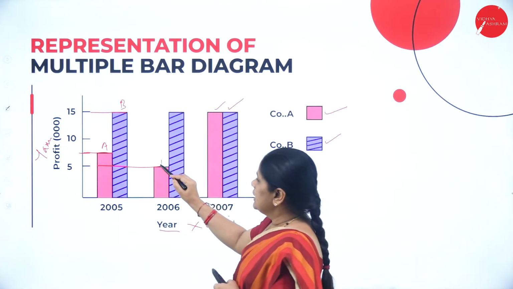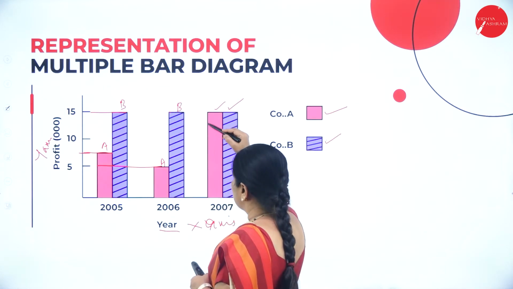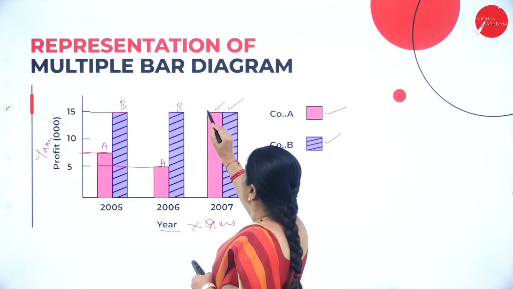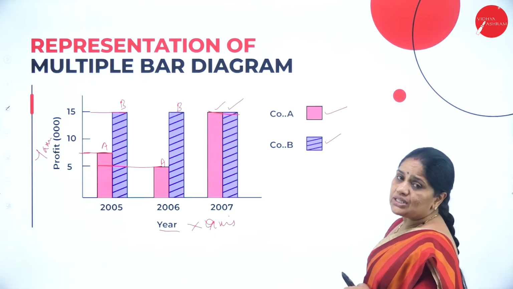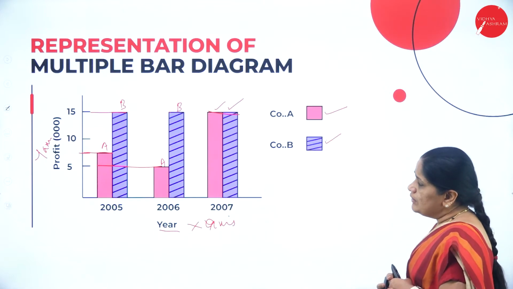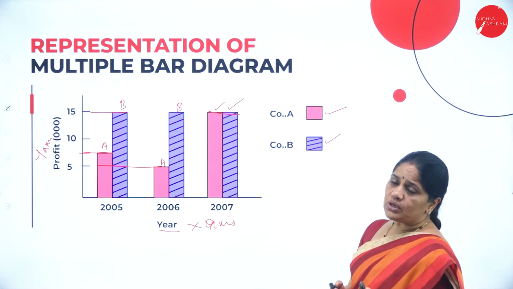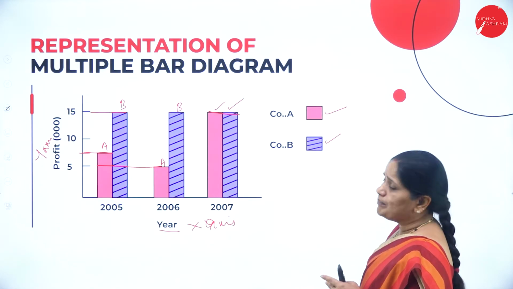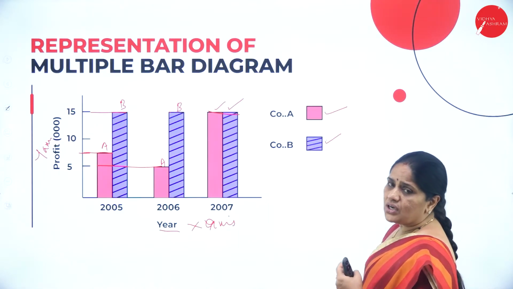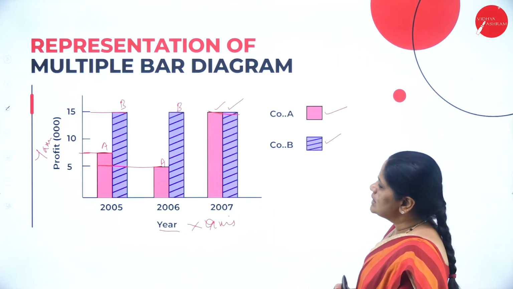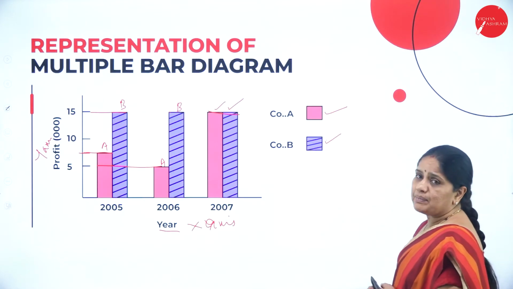So here also in the year 2006, we can see how B has progressed very much. But then in the year 2007, both the companies are at par with each other because A has substantially increased its profits. Now, with the help of this multiple bar diagram, we will be able to assess the performance of two companies, that is company A and company B. So, this looks more appealing and more understandable for the common man. He will be able to assess the performance of A and B in all the 3 years with the help of this representation.